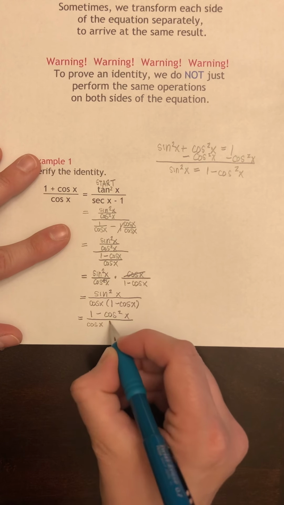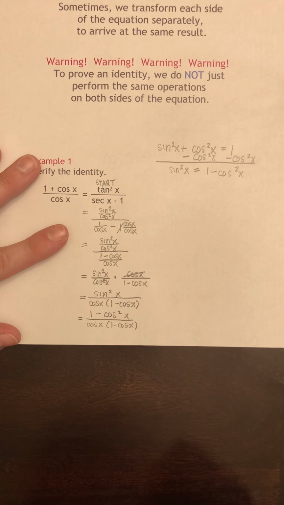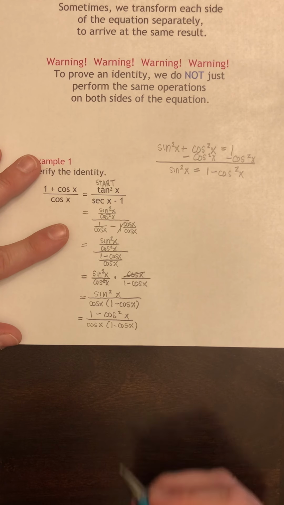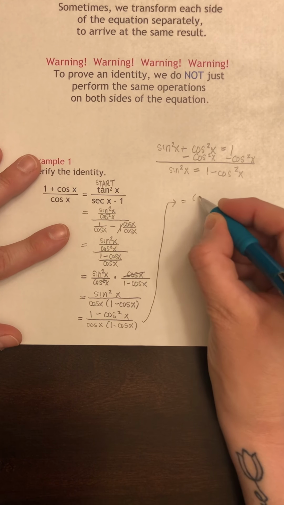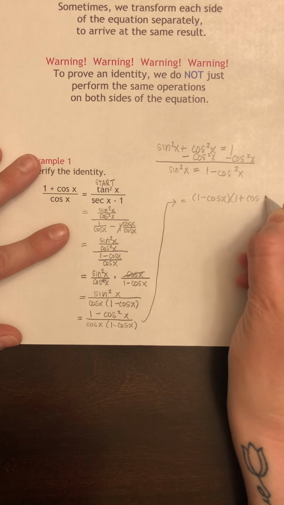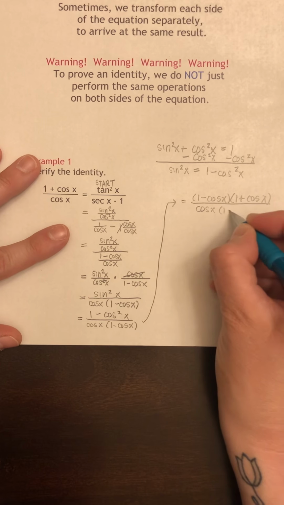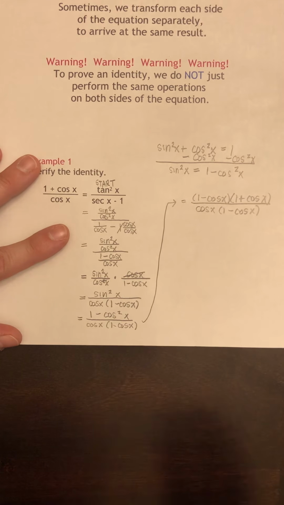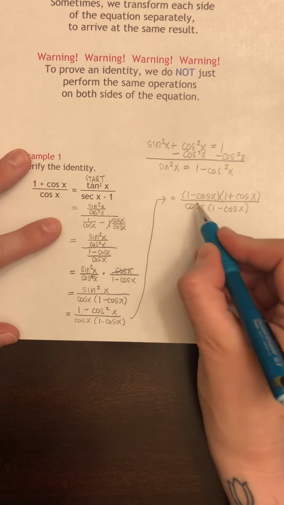Now maybe you recognize this, I hope. If you look at that numerator of 1 minus cosine squared x, that is a difference of squares. 1 is a perfect square, cosine squared x is a perfect square, and it's a difference because it has a minus sign in the middle. I'm going to move my work over here. So I'm going to factor that. That's going to turn into 1 minus cosine x times 1 plus cosine x, all over cosine x times 1 minus cosine x. And guess what gets to happen now? We have a common factor of 1 minus cosine x in both the numerator and the denominator.